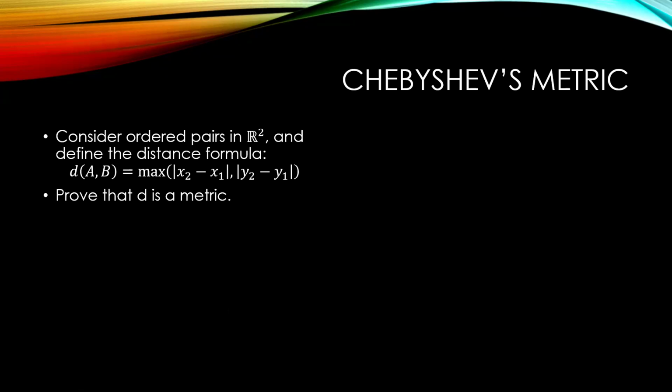Next one's a weird one. Chebyshev's metric. Consider the ordered pairs in R2 and define the distance as the maximum of either the difference in the x direction or the difference in the y direction. Whichever one is greater, we are going to define that as the distance.